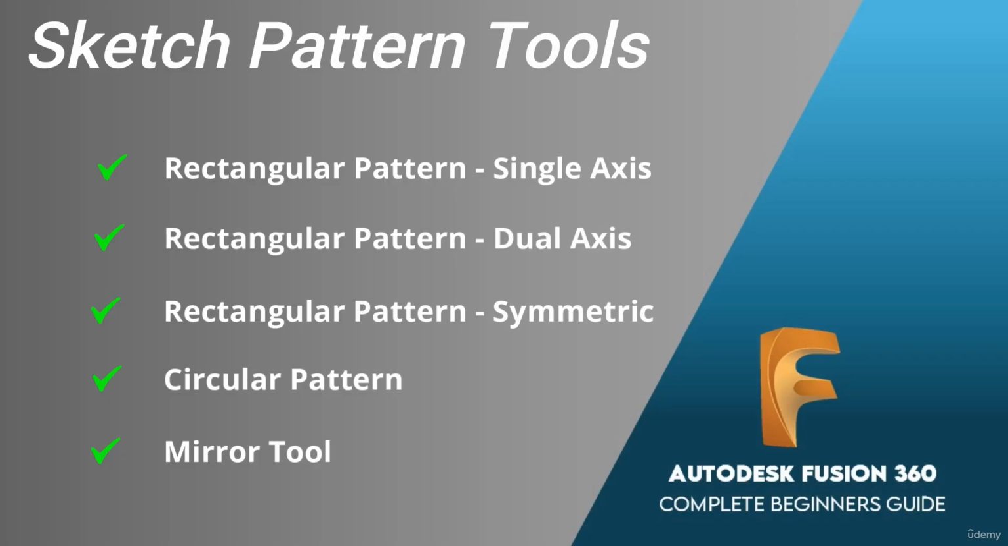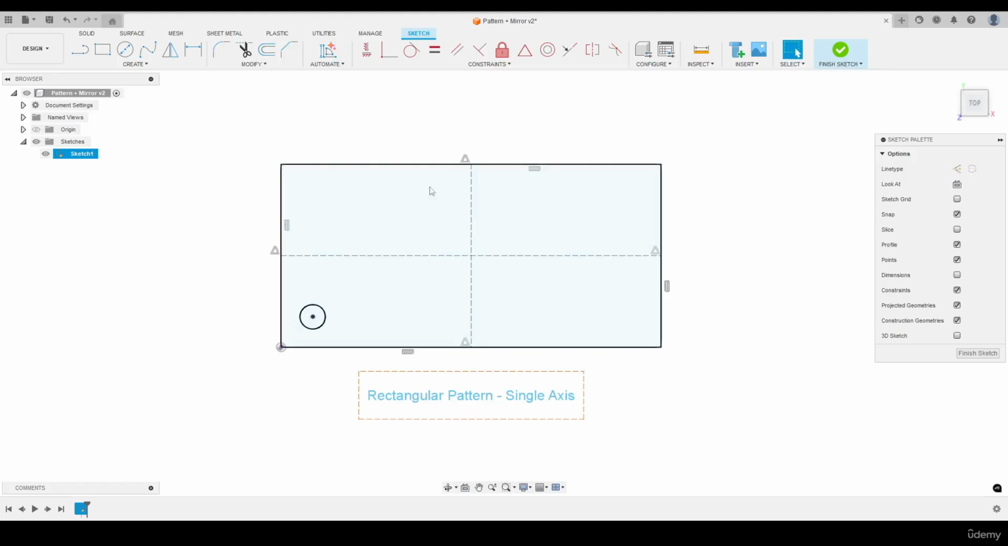In this lecture, we will study the various pattern tools, including the rectangular patterns, single, dual, and symmetric, the circular pattern, and the mirror tool. So in Fusion, I've done some sketches to help me demonstrate these. Now, first of all, we're going to start with the rectangular pattern on a single axis.